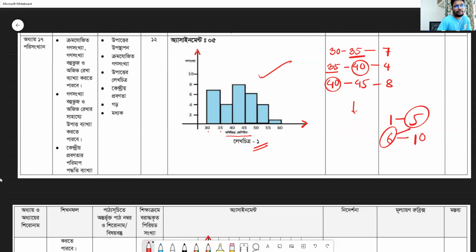In the first interval, the highest value, and in the second interval, the lowest value will be the same. And this is called the continuous class interval. And the question demands that you write in continuous class interval.